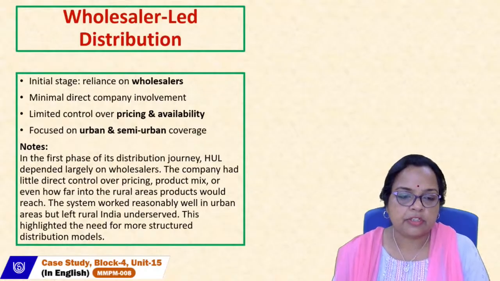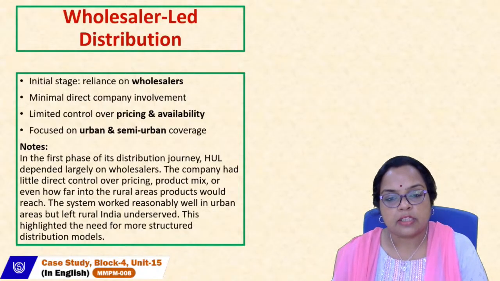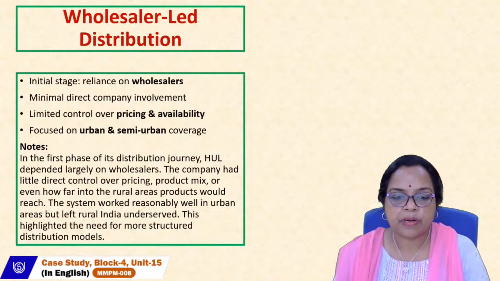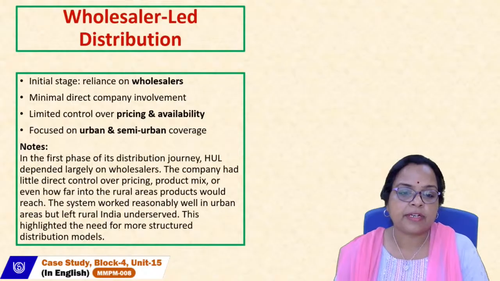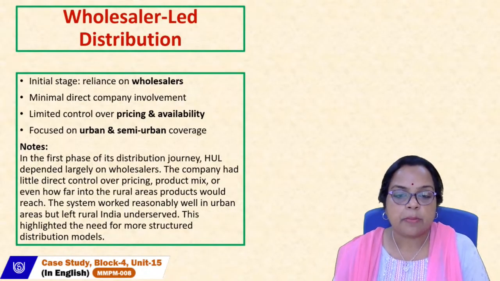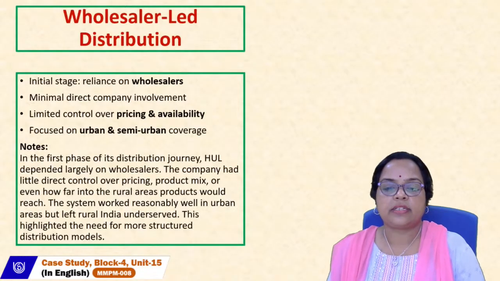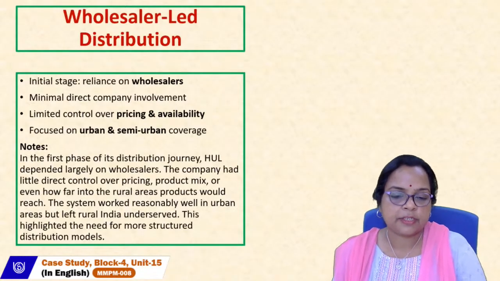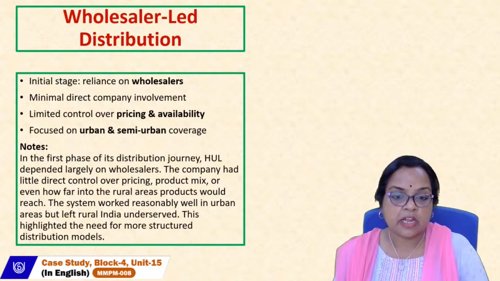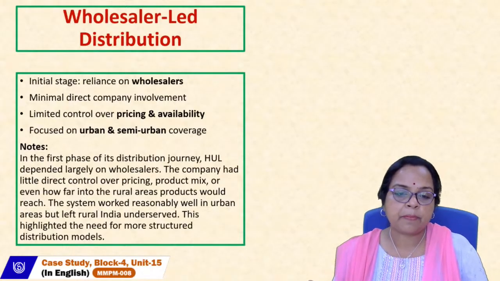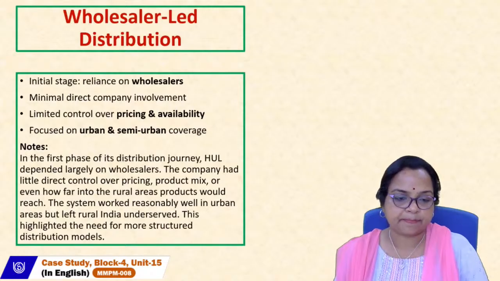Wholesaler-led distribution. In the first phase of its distribution journey, HUL was dependent largely on wholesalers. The company had little direct control over pricing, product mix, or even how far into the rural areas products could reach. It had low control over its pricing strategies, and over the distance to which wholesalers were selling the product in rural areas. So HUL did not have proper control over these elements of marketing.